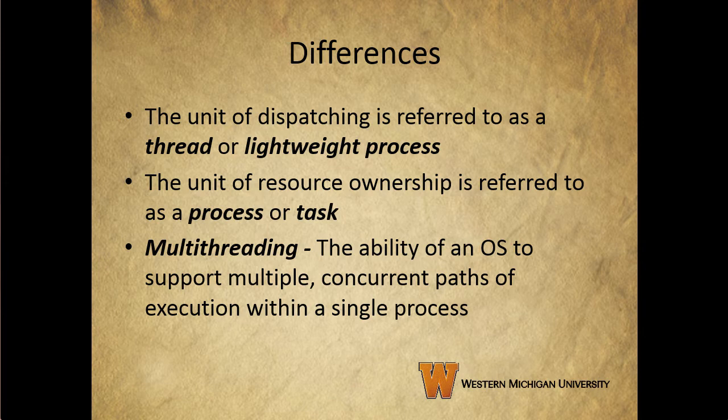Now, we'll use these same characteristics to talk about threads, but to distinguish between processes and threads, the unit of dispatching when we're dealing with threads is referred to as a thread or lightweight process. The unit of resource ownership is referred to as a process or task. And multi-threading is the ability of an operating system to support multiple concurrent paths of execution within a single process. So a single process can contain multiple threads.